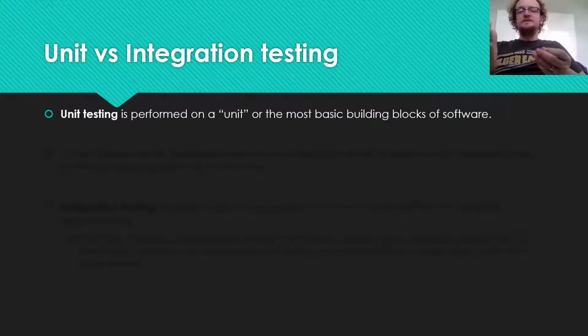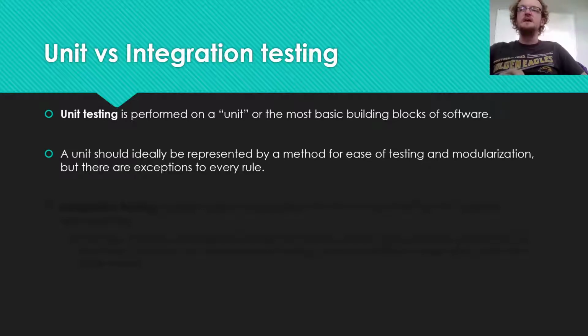Another kind of way that you can split up testing is by unit or integration tests. Unit tests are basically tests that are run on an individual building block of code. You can think of these individual building blocks as units. A lot of the times these things map directly to functions or to methods.